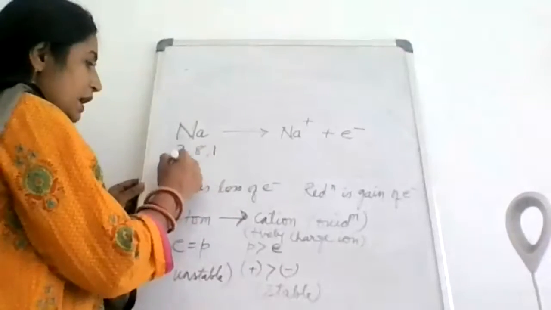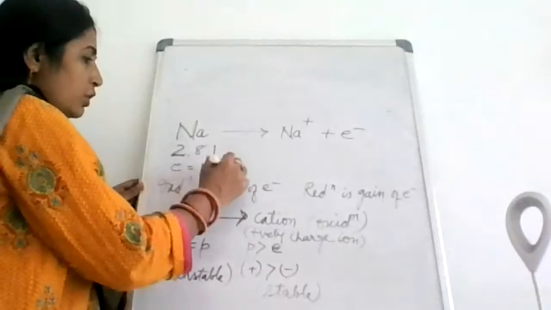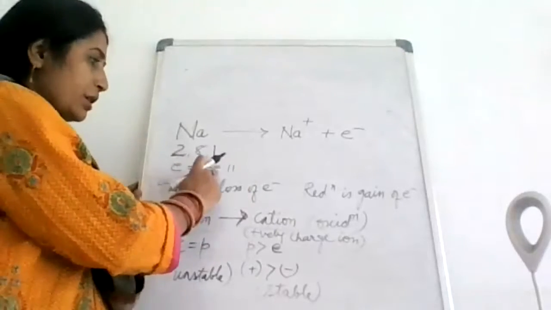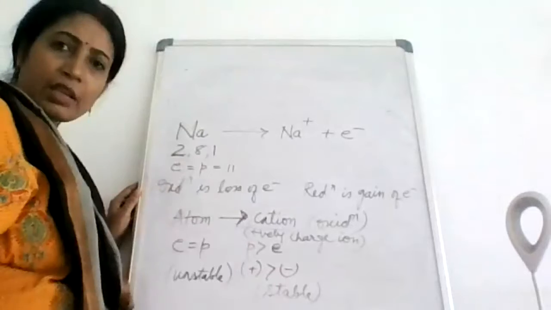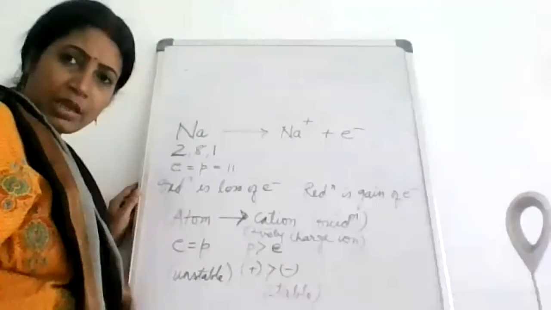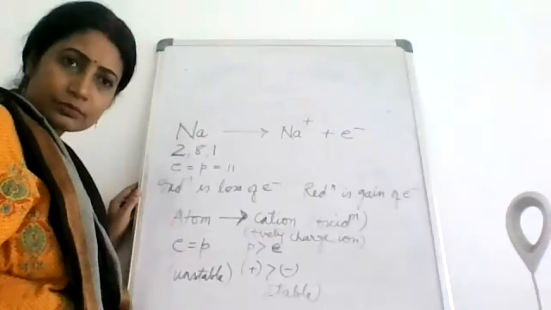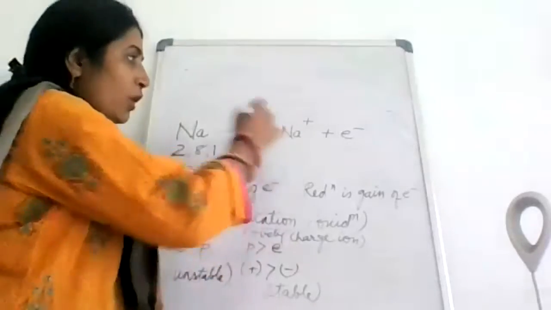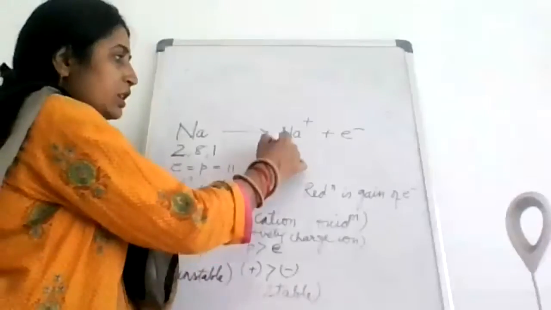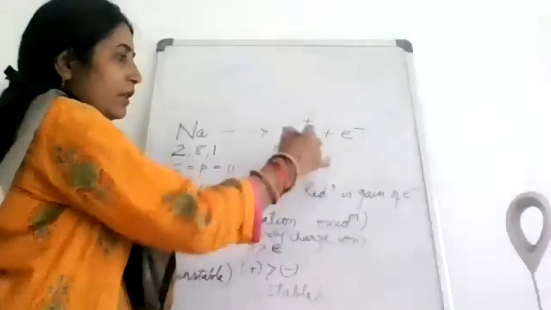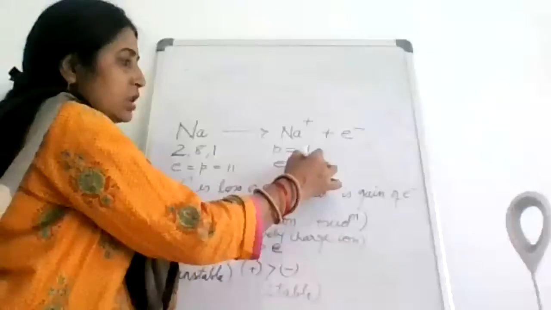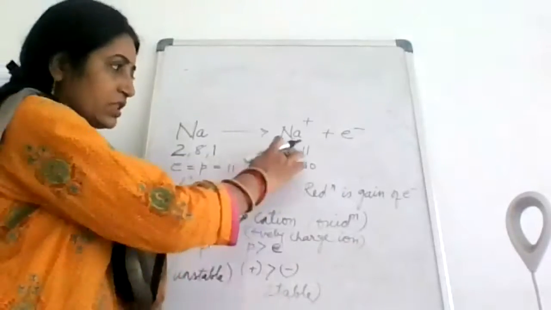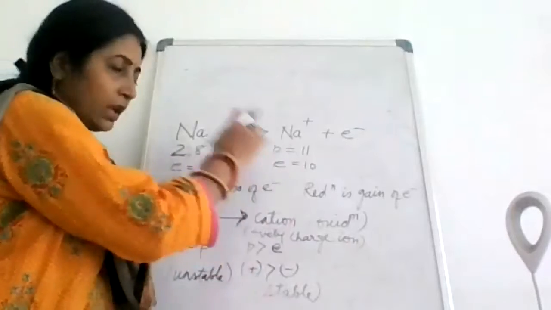और यहाँ पर पहले इलेक्ट्रॉन इज इक्वल टू प्रोटॉन इज इक्वल टू व्हाट? 11. इलेक्ट्रॉन प्रोटॉन सब इक्वल था, 11 था. But here what has happened? In order to become stable, proton तो है 11, but electron is now 10. Proton is still 11. Electron is now 10.